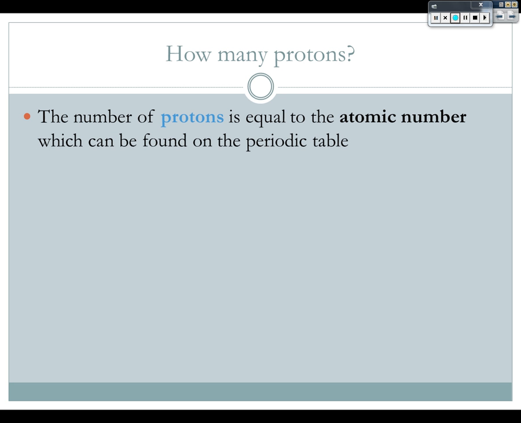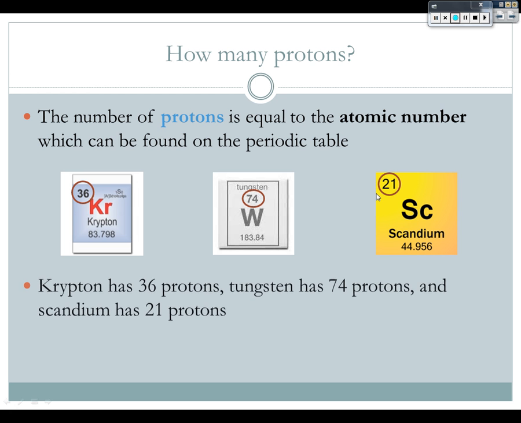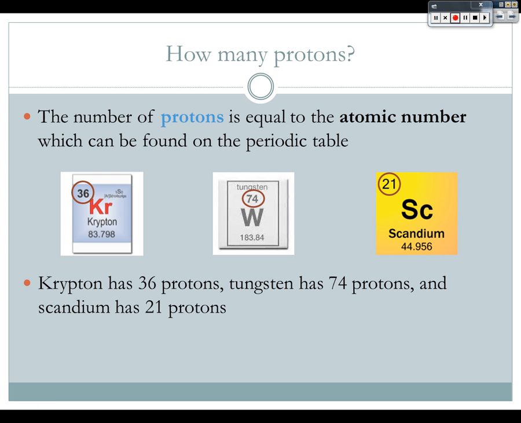So we've talked about how different atoms have different numbers of protons, but different periodic tables are going to write those values in different ways. Like krypton here in this example, the 36 is in the top left. In this example, the 74 for tungsten is in the middle on the top. And here, scandium, it's again on the top left. So krypton is going to have 36 protons, tungsten has 74, and scandium has 21. So it doesn't matter where it is. It doesn't always have to be in the top left-hand corner. It's more important that you can find the smaller whole number. That's always the atomic number.